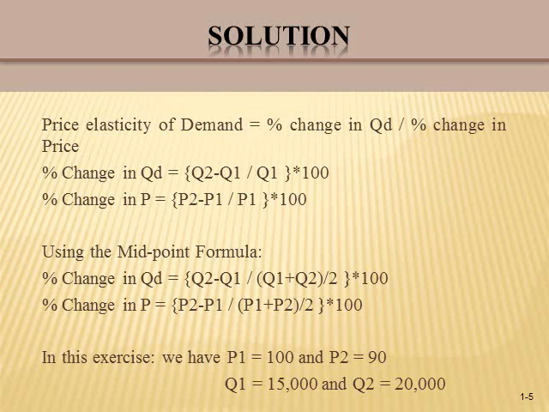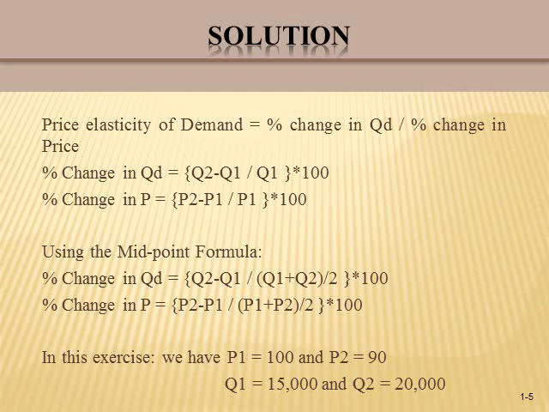Usually we have two ways to calculate the price elasticity of demand. The regular one is the percentage change in quantity demanded over the percentage change in price. To calculate each one, the percentage change in quantity demanded is Q2 minus Q1 over Q1 times 100. The percentage change in price is equal to P2 minus P1 over P1 times 100. It's the regular way to calculate the price elasticity of demand.